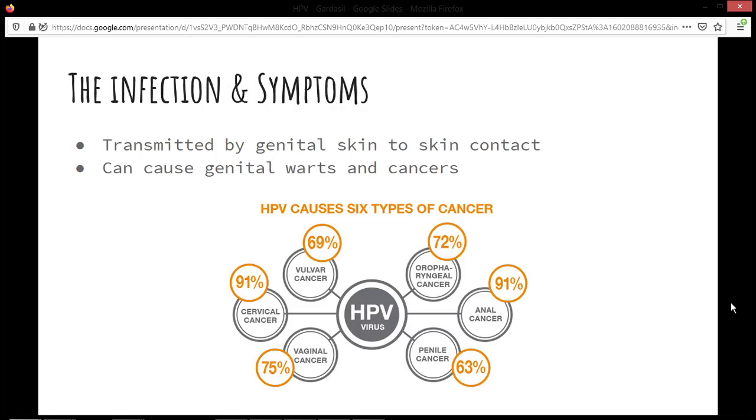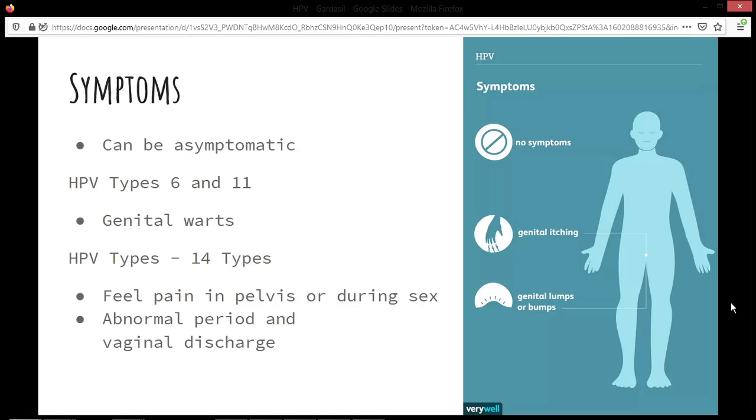HPV is a common DNA virus, which is mainly spread by genital contact. HPV infection can cause genital warts and several types of cancers, such as cervical, oral, penile, vaginal, vulvar, and anal. HPV can be asymptomatic. That's why some people have HPV but never know. And that means they can continue spreading the virus through the population.